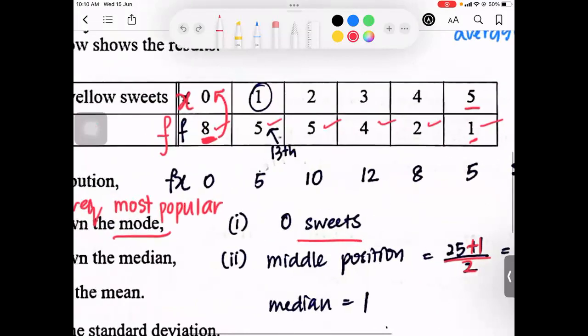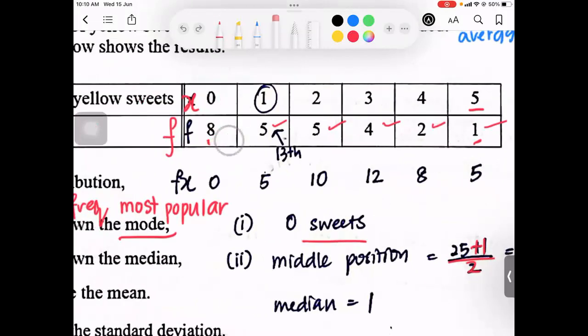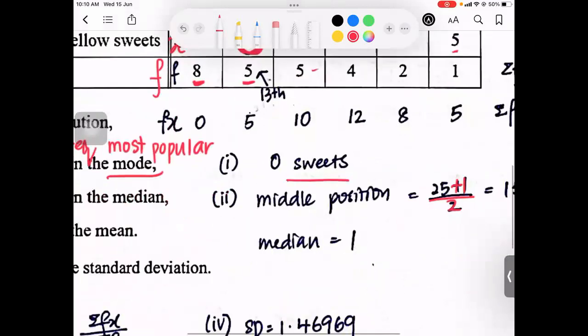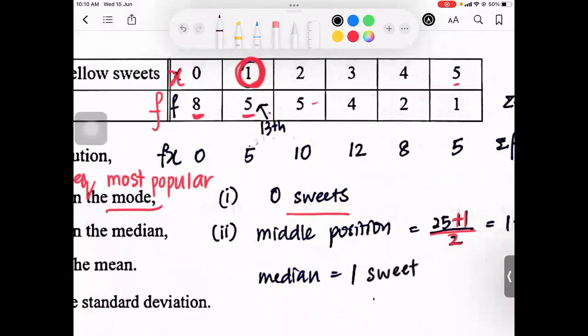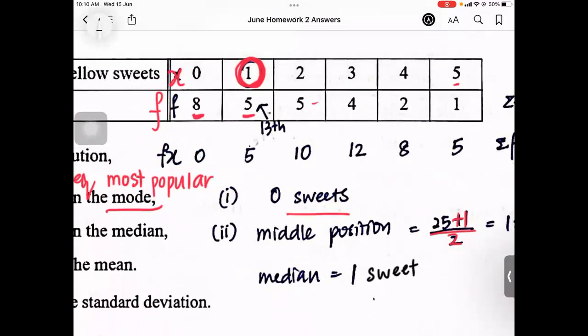How do I find the 13th value? How do I know the answer? What I need to do is count. The first 8 is over here. 8 plus another 5, 8 plus 5 is 13, no? So the exact 13th is right inside here. So what is the data value of the 13th number? The data value is 1. So the median, oh, forgot to write, 1 sweet. The median for the data value will be 1 sweet. That 13th number is 1 sweet.